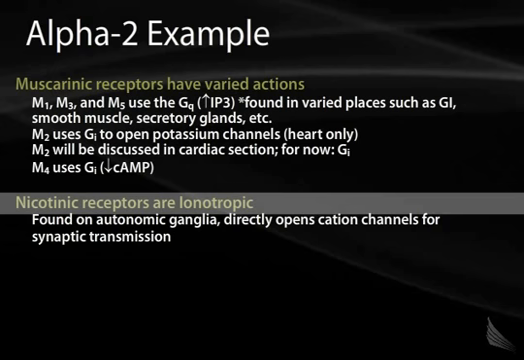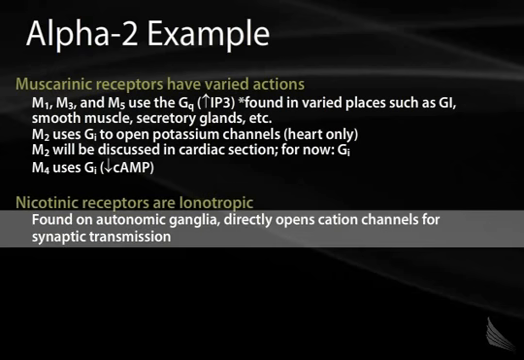Nicotinic receptors, as we've talked about, are ionotropic. These are found on the autonomic ganglia, and again, these will directly open up cation channels for synaptic transmission. This concludes our descriptions of several examples of autonomic pathology.